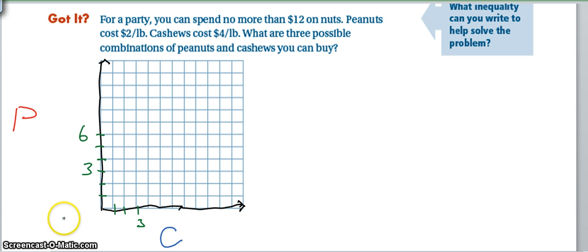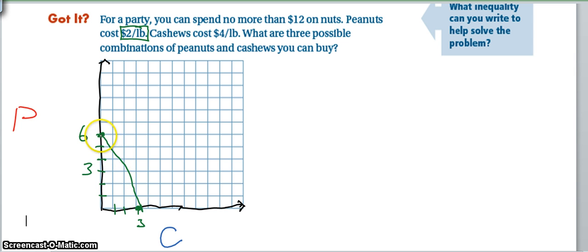So our situation about the party, where we can spend no more than $12 on nuts, peanuts cost $2 a pound, and cashews cost $4 a pound. Well, at $2 a pound, if I only bought peanuts, then I could buy 6 pounds. So I'd have a point right here, 6 pounds of peanuts for $2 each. And if I only bought cashews, I could buy 3 pounds because they're $4 a pound. So I can make a line that connects these 2 points as best as I can make a line.